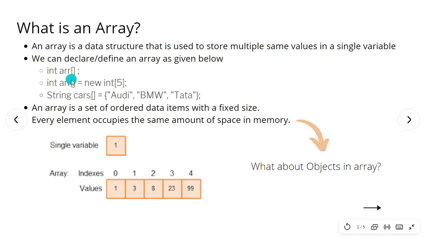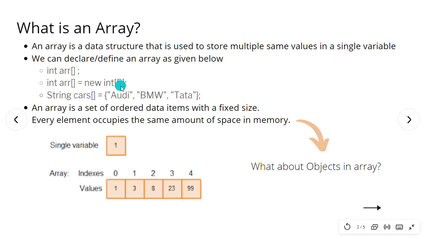The next point is we can declare or define an array as given below. As you know, I'm using mostly Java in this tutorial. So first, in Java, we declare an array in this manner: int array, then a reference name and a square bracket. Next point is an array is a set of ordered data items with a fixed size.